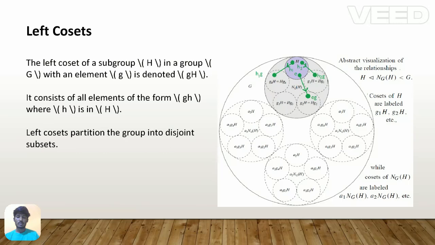Left cosets. The left coset of a subgroup H in a group G with an element g of G is denoted gH. It consists of all the elements of the form gh where h is in H. Left cosets partition the group into disjoint subsets.